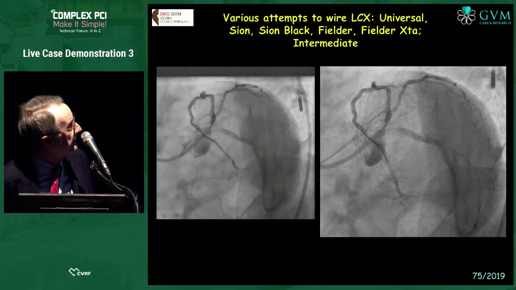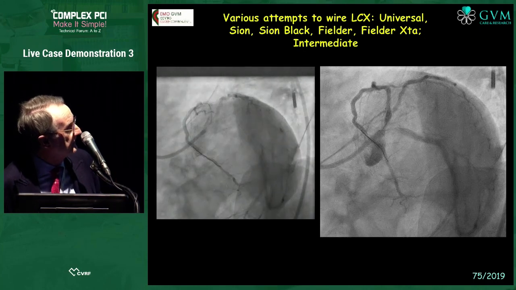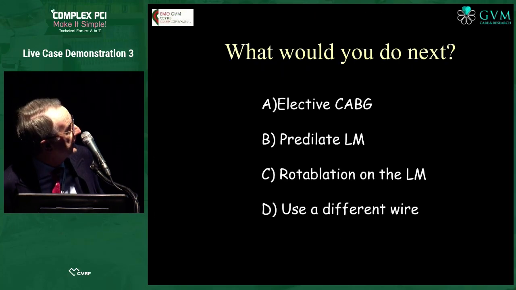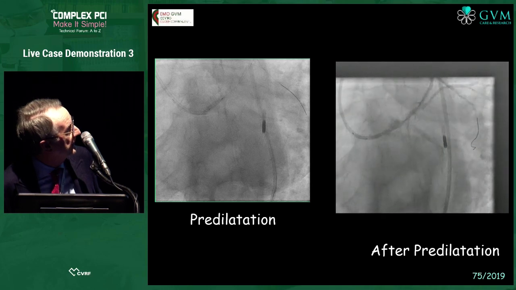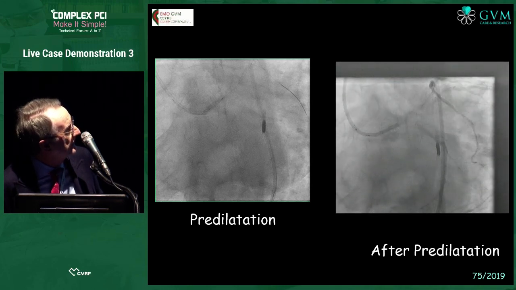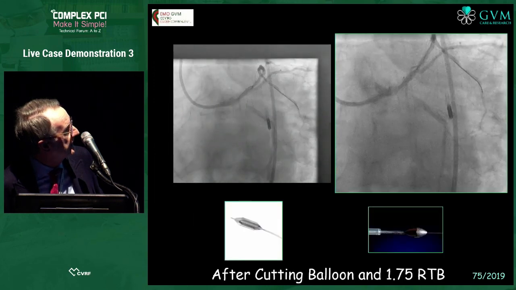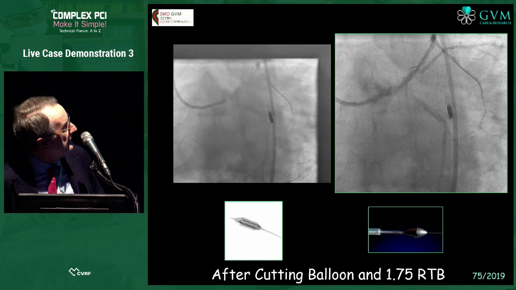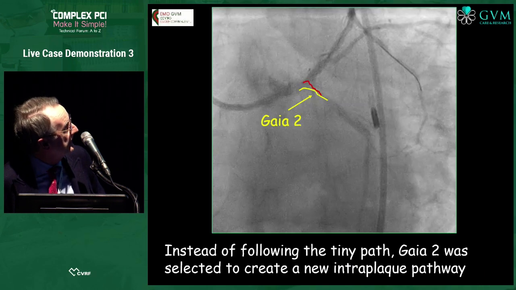We tried several wires here, in some ways similar to the situation we saw, maybe a little bit worse. And then we decided on various options. We did the predilatation of the left main, which is something very risky, and it did not improve. Then we did a cutting balloon and we did a rotablation on the left main. Again, no advantage. So at the end, the only solution was, instead of following the regular path, to create another path behind the calcium and to re-enter immediately here.